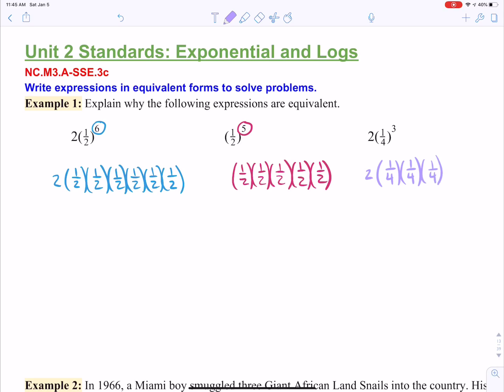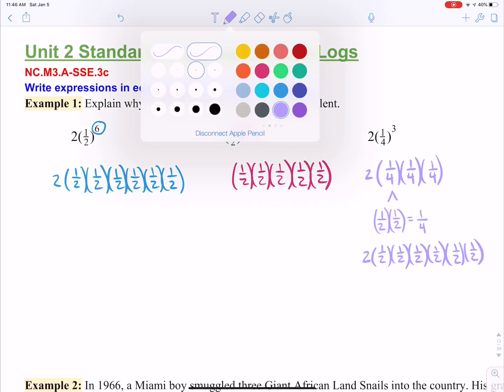Now 1/4 is equal to 1/2 times 1/2, because if you multiply across the top, you get 1, and if you multiply the denominators, you get 4. So each 1/4 could be rewritten as 2 1/2s. So that means there will be 6 of them, which would still be equivalent to what we're given. So let's see how many I have. 5, I need one more. And now we can start to take a look at why these are equivalent.